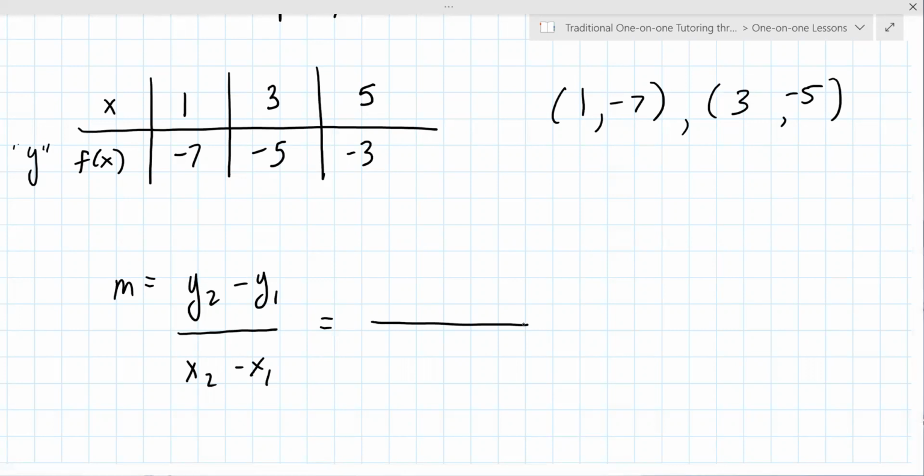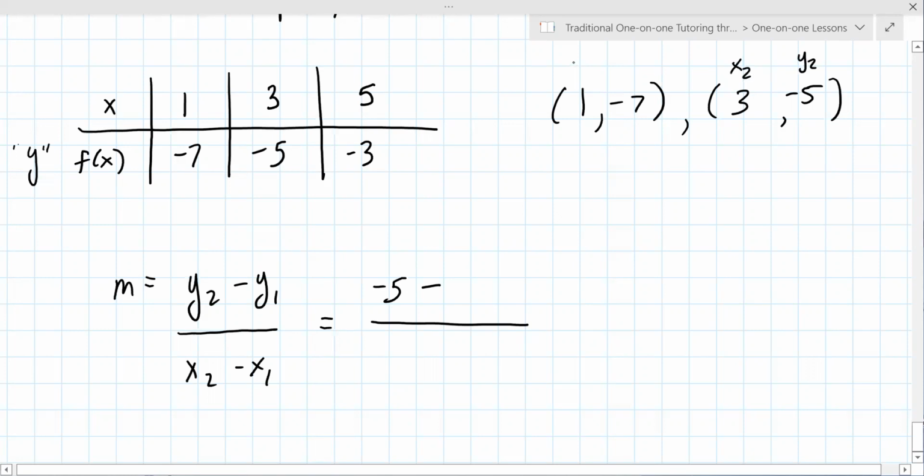Okay. Calculate the slope. So the slope right there equals 1. Okay, so what value did you use for y2? For y2, I used -5. What about y1? 3. No, 3 is x2. Oh, okay, 1. I thought in the previous slope it was going to be in different coordinates, like the second coordinate, but it seems like it's not. It's always x1, y1, x2, y2.